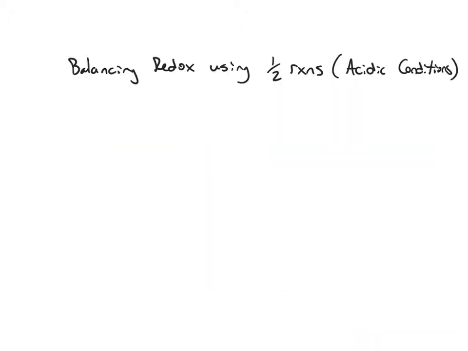Let's talk about balancing redox reactions using a technique known as half reactions. And it's important to note that these balancing problems are all done in the presence of an acid, or in acidic conditions. Here's a much more complicated redox reaction. Now what we have here is a bunch of ions. And the reason we have a bunch of ions is because this is a net ionic reaction, so we don't show the spectator ions in here.